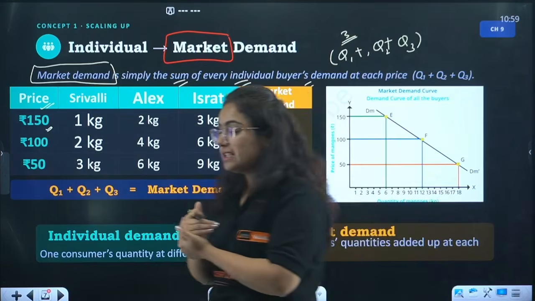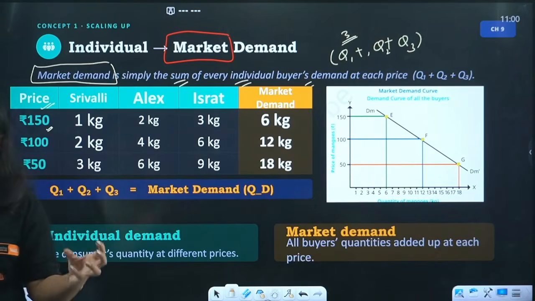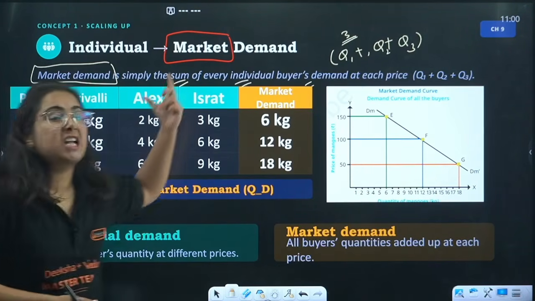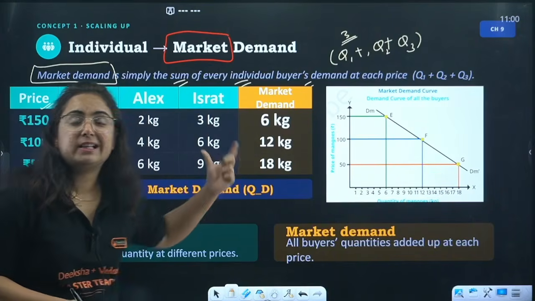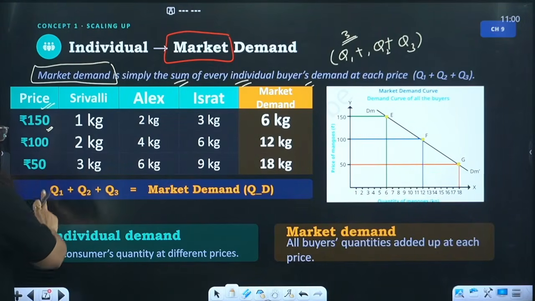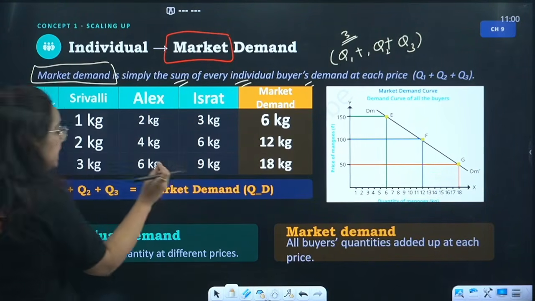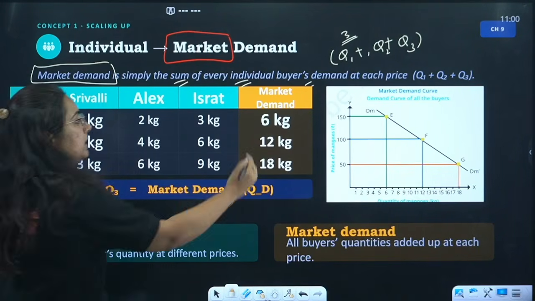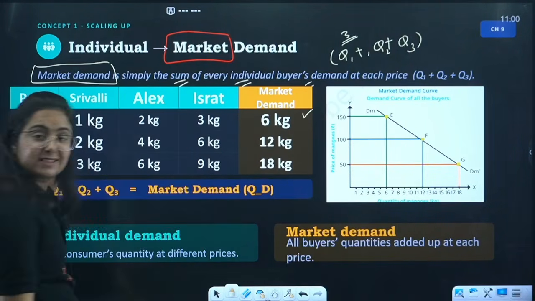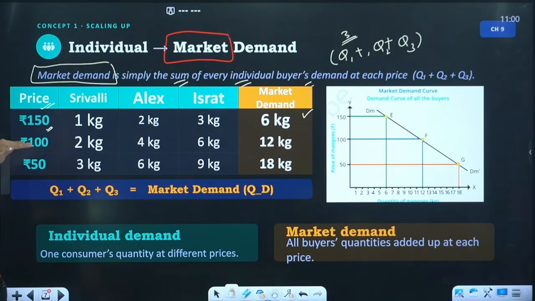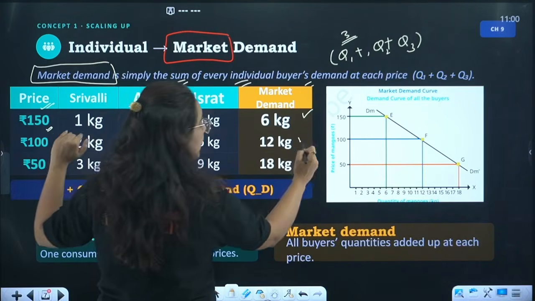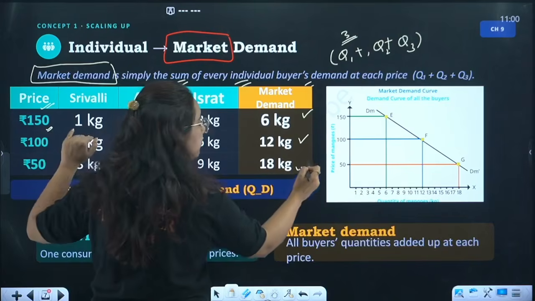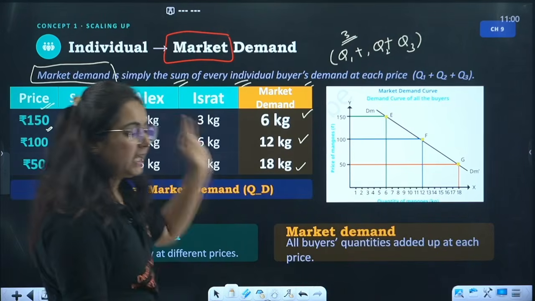But here the question is, beta, what is, ma'am, market demand? Market demand is the quantity of the product that a buyer can buy. That is Q1 plus Q2 plus Q3, that is market demand. Getting my point? Like here, in the first case, market demand is 6 kg. In the second case, when price dropped, the market demand is 12 kg. And then the third time, the market demand is 18 kg.